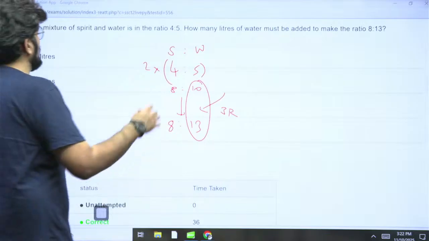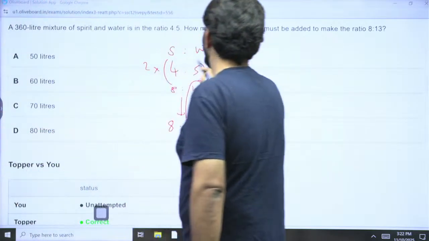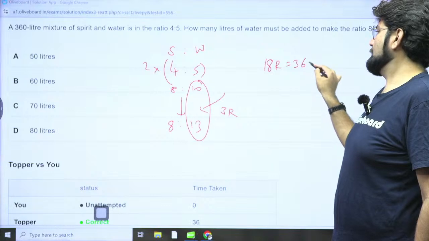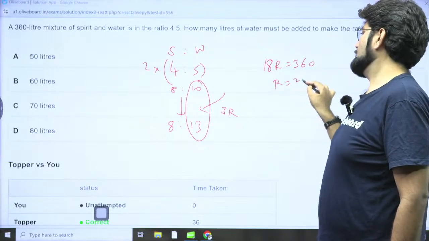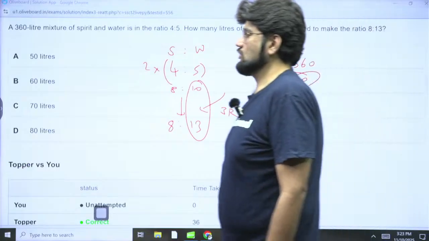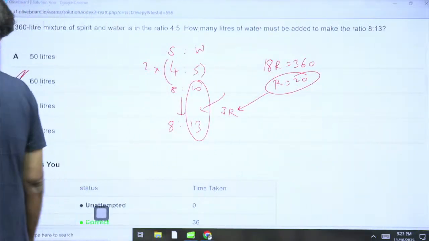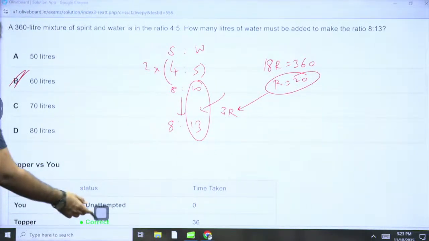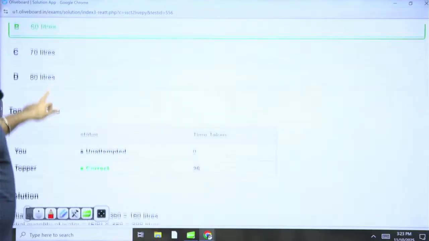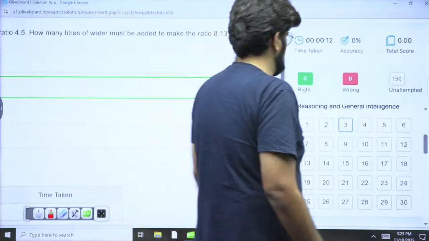And what is the total volume? It was 360 liters. So 8 plus 10, 18 ratio factor is equal to 360. So ratio factor is 20. So how much volume have I added? 60 liters of water. Option B. Okay. Easy. 36 seconds. Wonderful. Next.